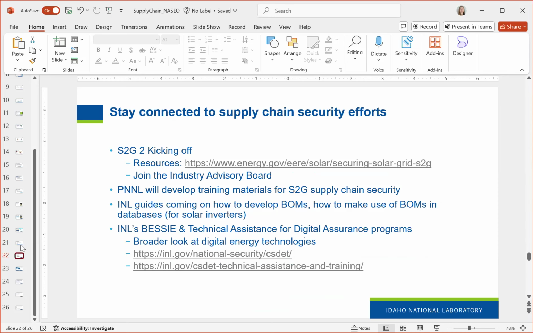If you want to learn more about some of the supply chain research that we're doing, including some upcoming things we've got on developing and using hardware bills of materials and software bills of materials, certainly you can keep an eye out on the Securing Solar for the Grid website, which is where we post all of the resources from across the project. And if this is a topic that is really exciting to you, I would encourage you to reach out and join our industry advisory board. This group meets twice a year, once virtually, once in person, but we give you regular updates on some of the research that is going on and more opportunities to engage with these research teams.